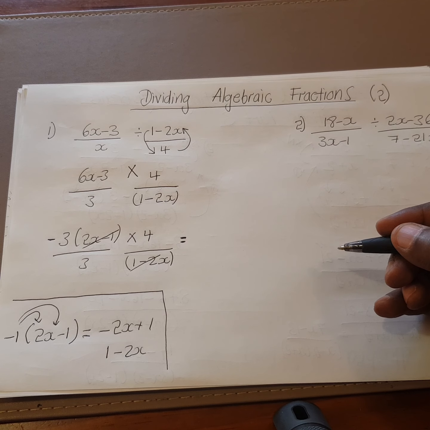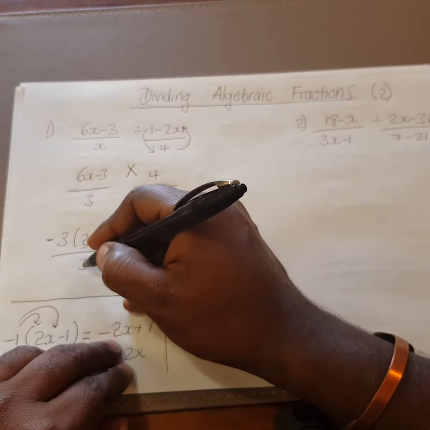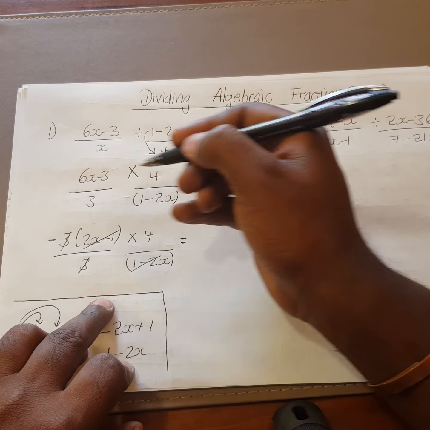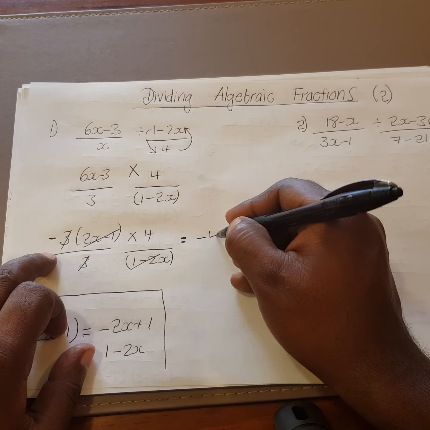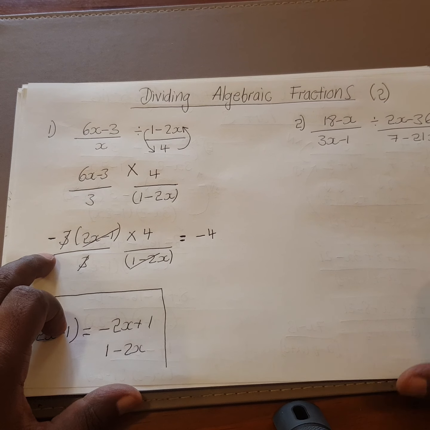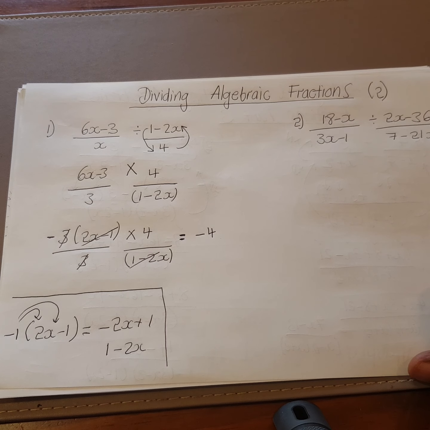That's the beauty of mathematics, all right? So let's use this one here. That cancels out because that's a 1, and negative 1 times 4 is negative 4. So our answer here is negative 4, all right?